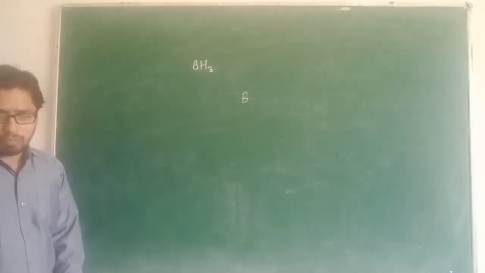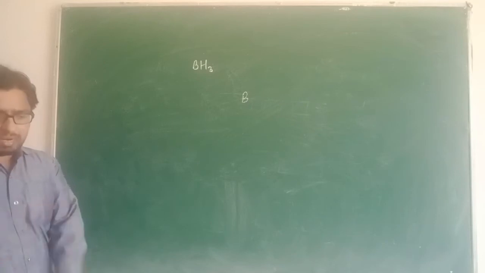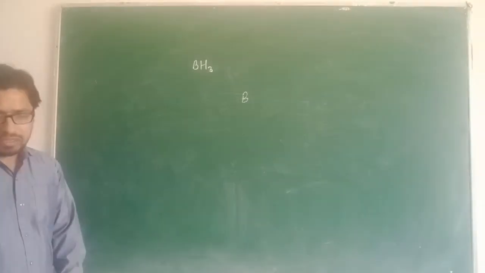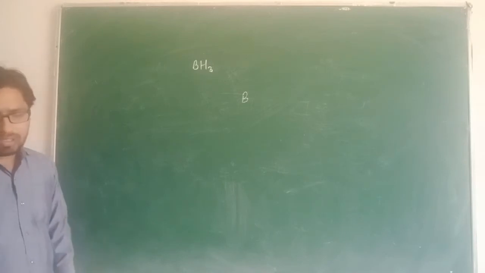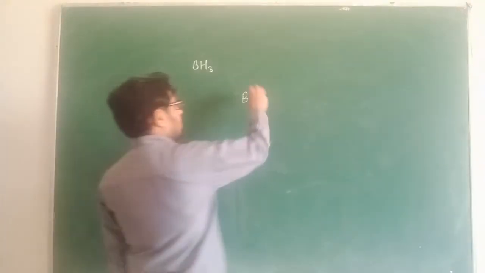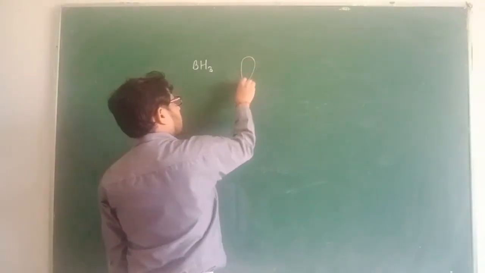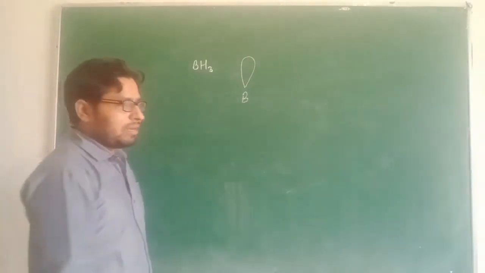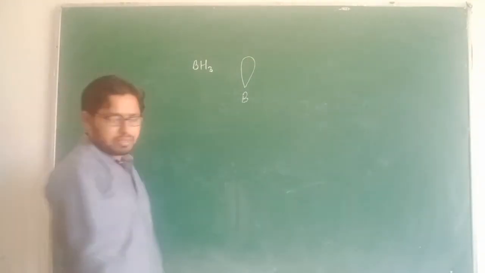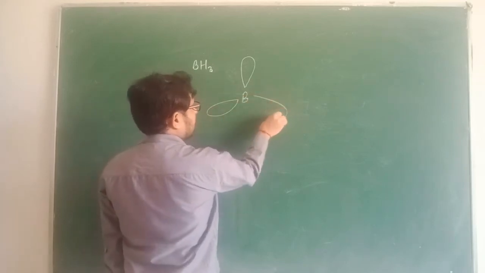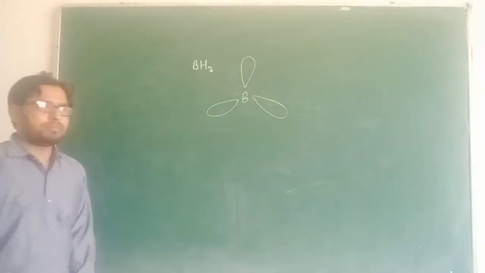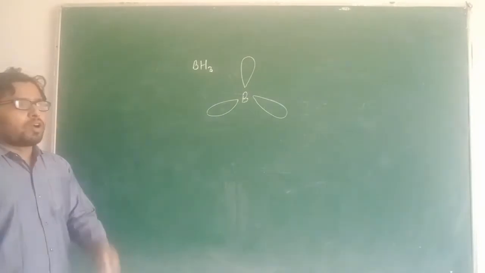This is boron sp2. If you see here, this is sp2. In sp2, how it is going to arrange, you can check out. This is one p orbital, this is the second p orbital, this is the third p orbital. They are going to hybridize.